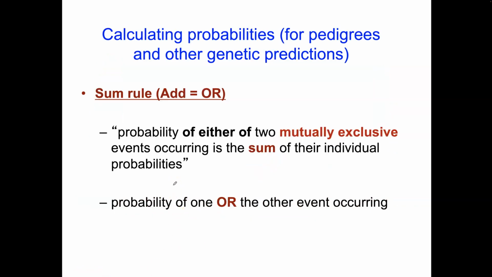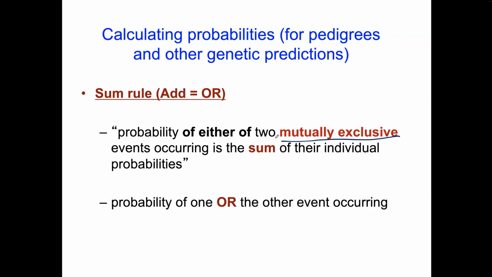Okay, and then the sum rule. When we're talking about 2 what we would call mutually exclusive events occurring, then we add their different probabilities. So the probability of this occurring or that other thing occurring. Mutually exclusive is a term that you probably have heard before, but in case you haven't, it means if one happens, the other one can't happen. So if you toss that coin and it comes up a head, it can't be a tail, right? We would call that mutually exclusive.